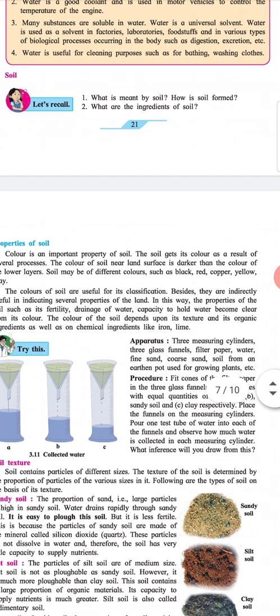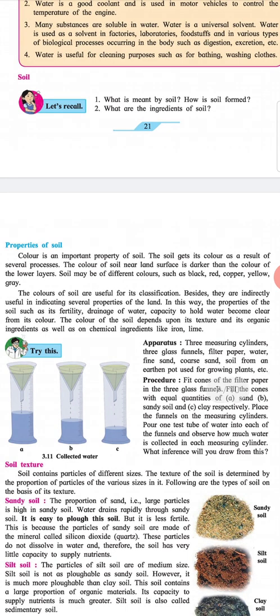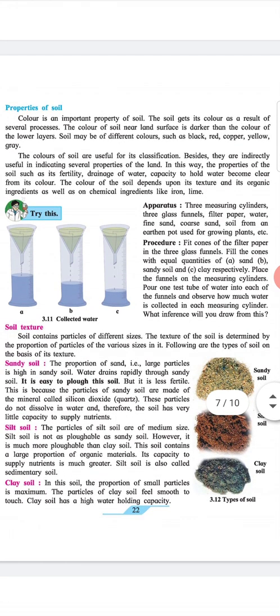Heading: Soil. Heading: Let's recall. 1. What is meant by soil? How is soil formed? 2. What are the ingredients of soil? Heading: Properties of soil.